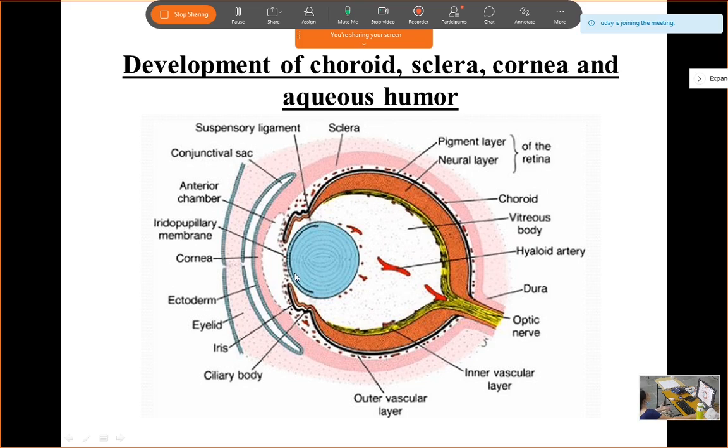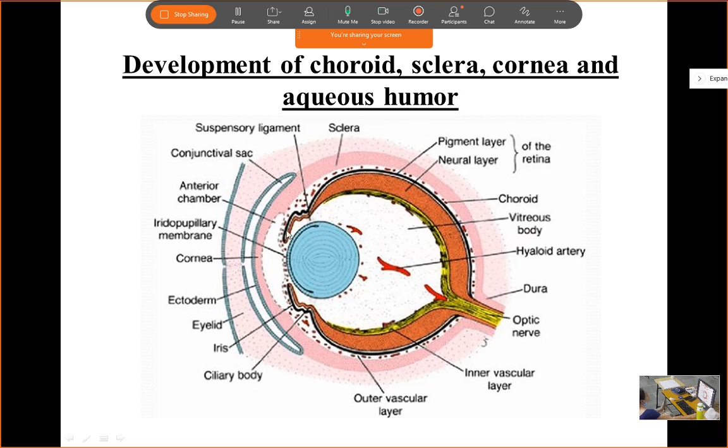And ultimately this iridopupillary membrane will disappear, and it forms the anterior chamber and the posterior chamber. Both the anterior and posterior chambers are filled with aqueous humor. When the iridopupillary membrane disappears, the anterior chamber and the posterior chamber will be continuous with each other through the pupil. Okay.